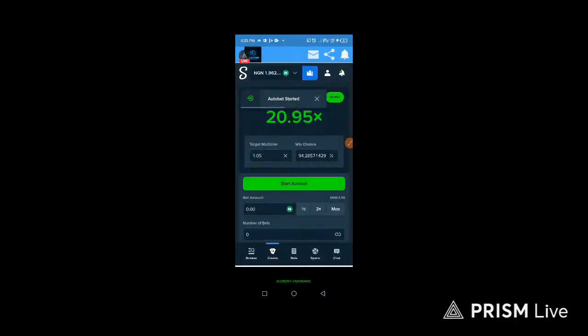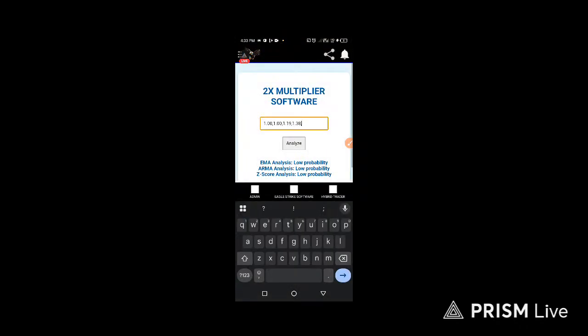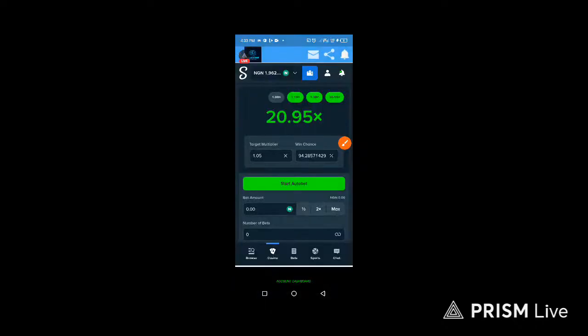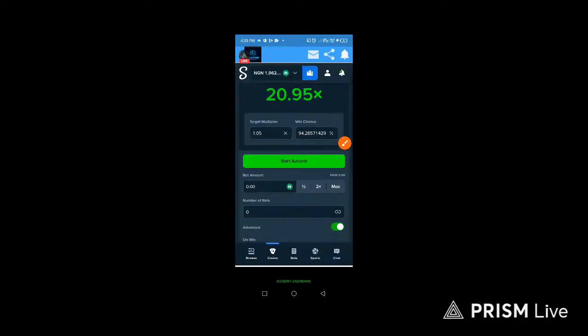So we have 20.95. We go and input that. Then let's wait for the results. So it tells us that we can now purchase, high probability for the next, we can purchase up to 2x, and we only need just 5%. Which means it's a valid signal.